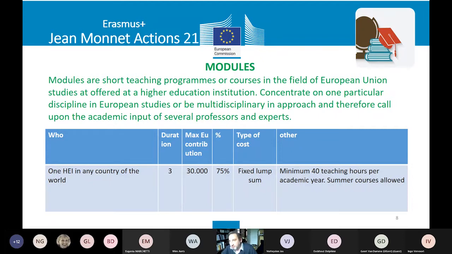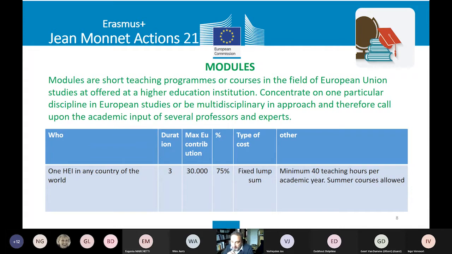Because the chair and the center of excellence are a step forward, I will explain that. So modules are actually short teaching programs, or courses, in the field of European Union studies, offered at a higher education institution. They concentrate on a particular discipline of European studies, but can be, and are also welcome to be, multidisciplinary in approach, and therefore call upon the academic input of several professors and experts.